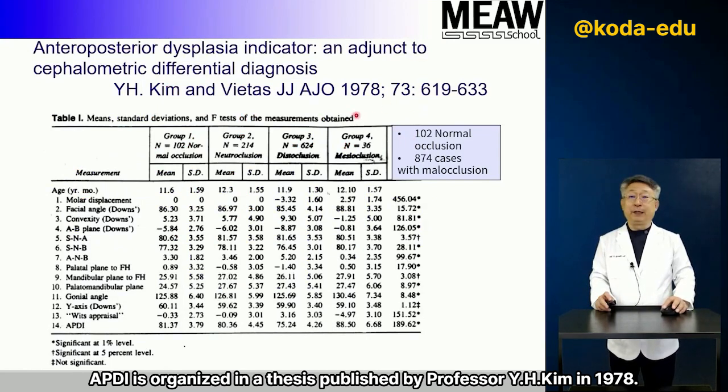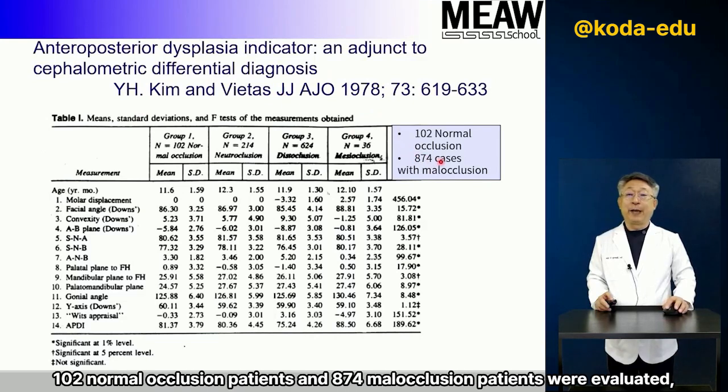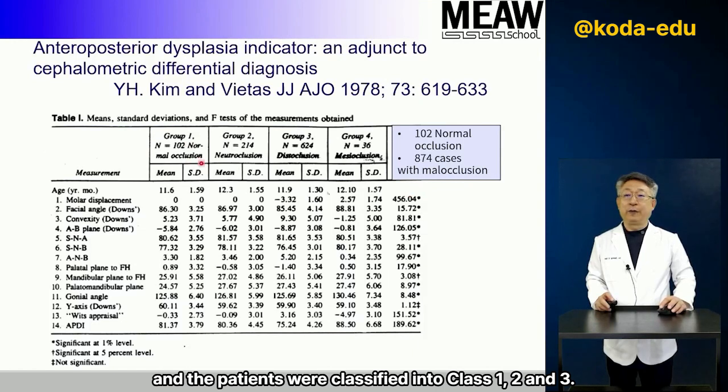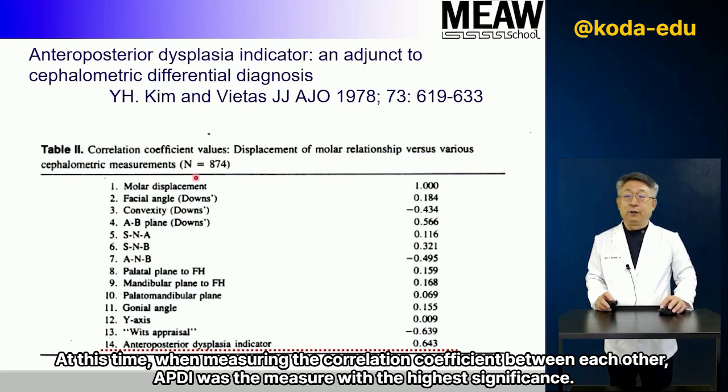APDI is organized in a thesis published by Professor Kim in 1978. 102 normal occlusion patients and 874 malocclusion patients were evaluated, and the patients were classified into class 1, 2 and 3. At this time, when measuring the correlation coefficient between each other, APDI was the measure with the highest significance.